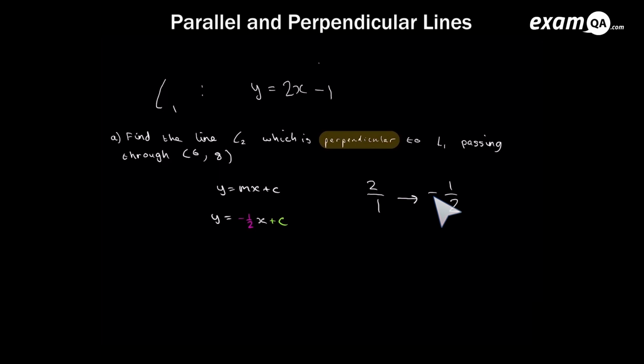Okay, so how are we going to work out the c? We're going to throw that coordinate which our line L2 will pass through into our equation, which is 6, 8. So the 8 is the y and the 6 is the x. Let's go ahead and do that. So there we have our equation L2, y equals minus half x plus 11.